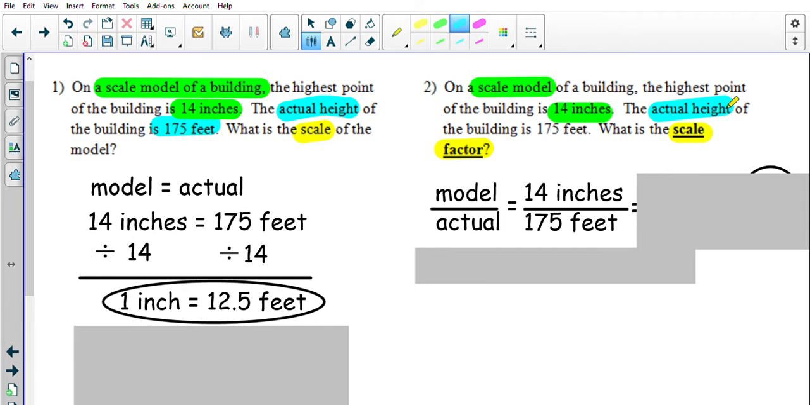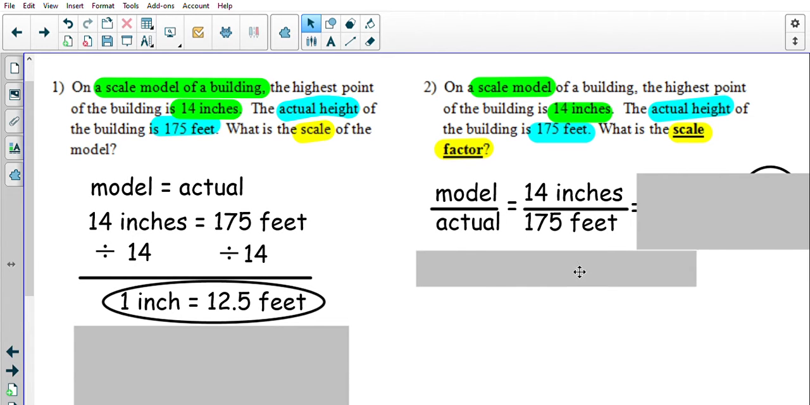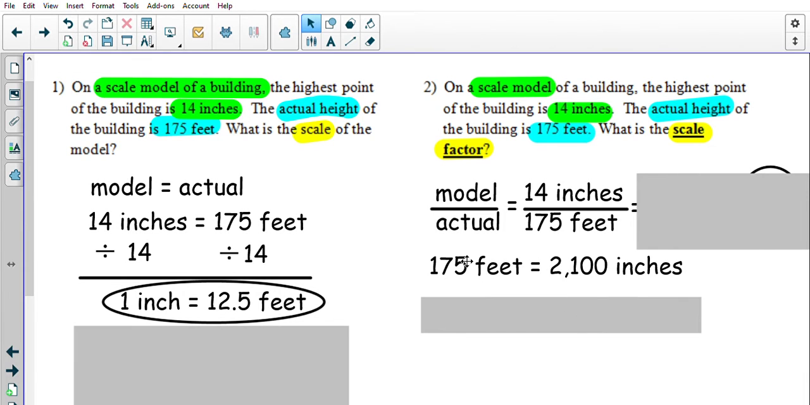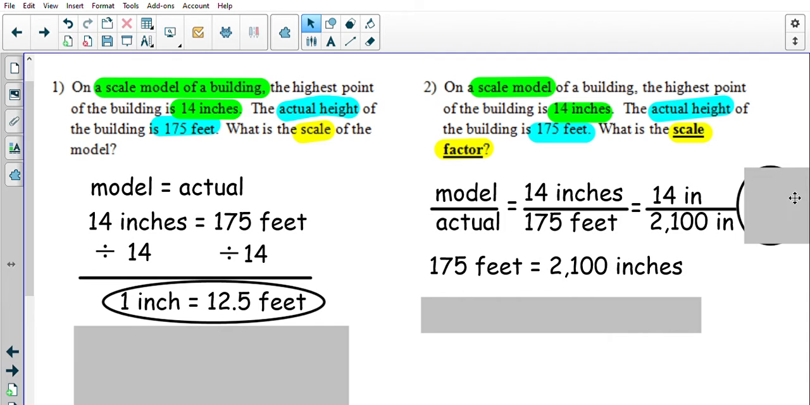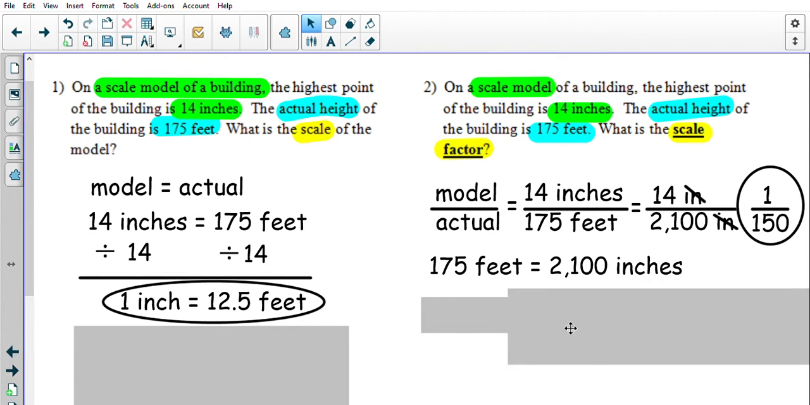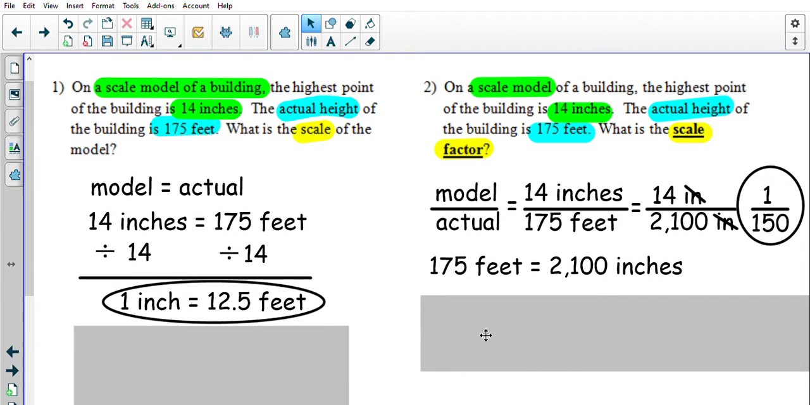Actual height is 175 feet. But remember, for scale factor, the units of measure have to be the same. So I need to convert 175 feet into inches. I'm going to do that by taking 175 times 12, and that's going to get me 2,100 inches. So I replace 175 feet with 2,100 inches. My units of measure are now the same. And then I just plug into my calculator 14 over 2,100, and it simplifies to 1 out of 150.